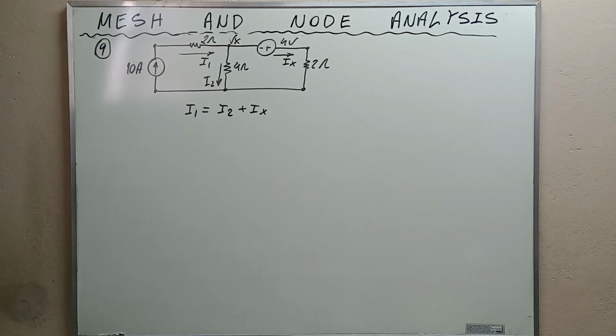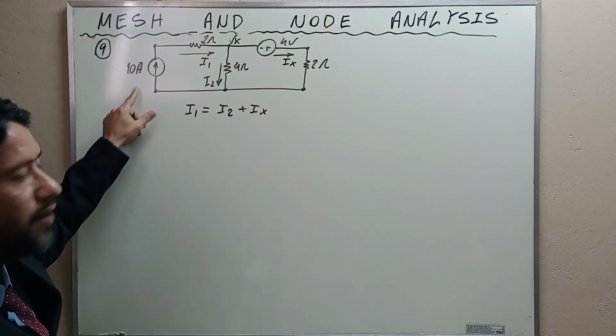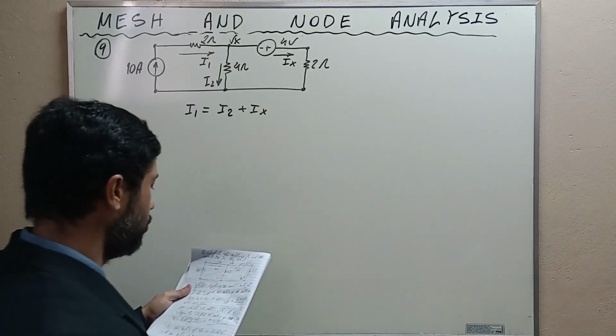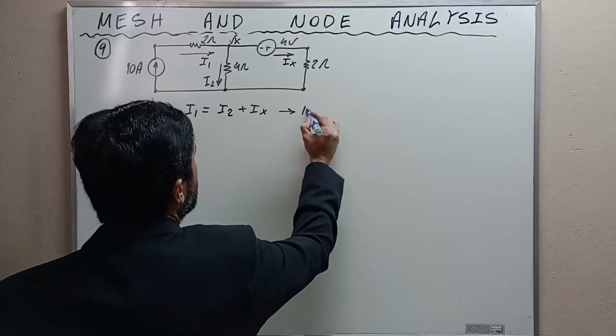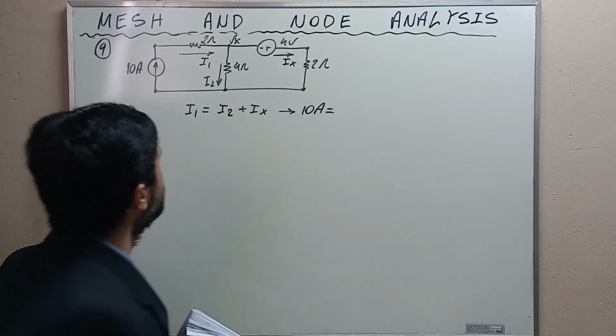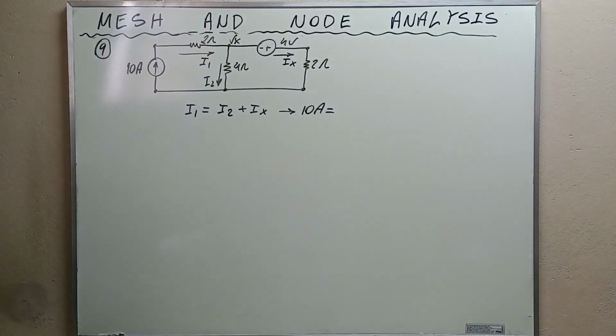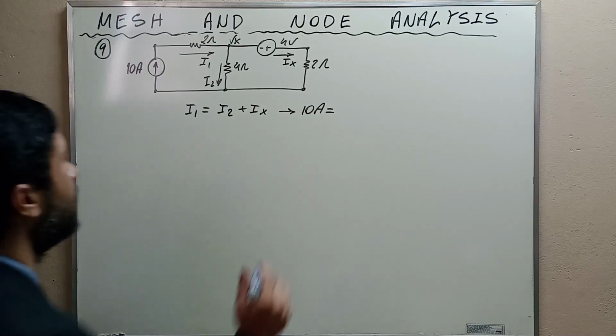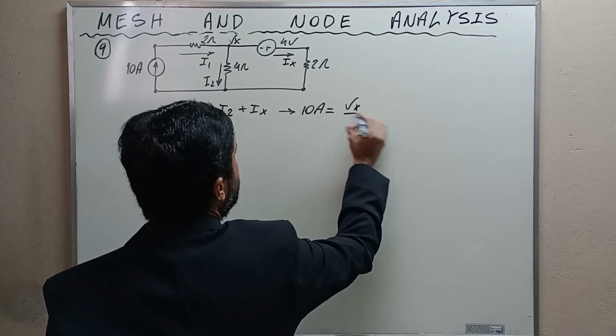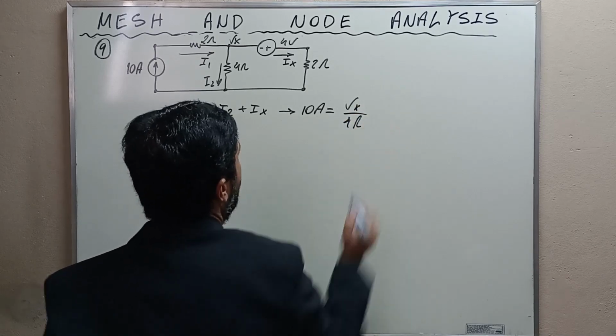And the current I1 we already know. And the value of I1 is simply the value of this current source, and it is equal to 10 amps, okay? And how about I2? I2 is Vx divided by 4 ohms.